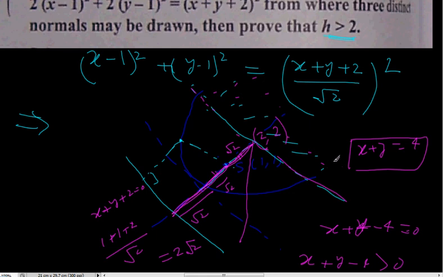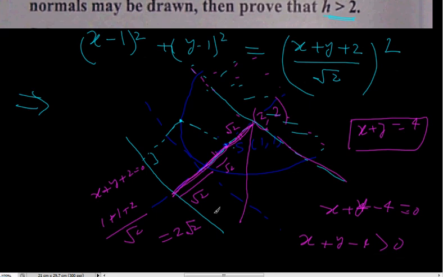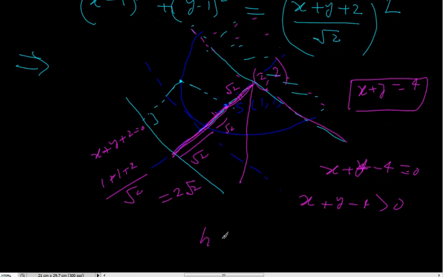And what we say, then prove that all normals drawn from the point should be for them h = 2. For that, x + y - 4 should be greater than 0. We got this equation, so it means h + k - 4 should be greater than 0, simply.